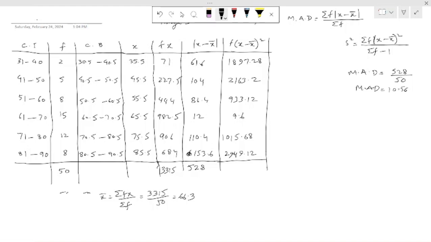Now, for variance, we add the values of the last column.